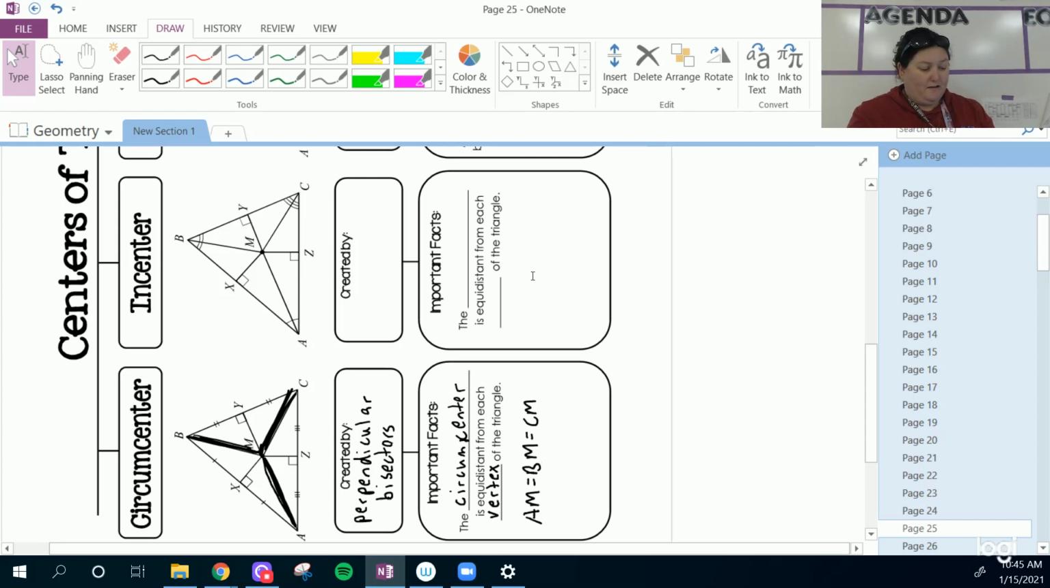The incenter is created by the angle bisectors. The incenter is equidistant from each side of the triangle. So in this case, XM is going to be equal to YM, which is equal to ZM. So XM, YM, and ZM are all congruent.